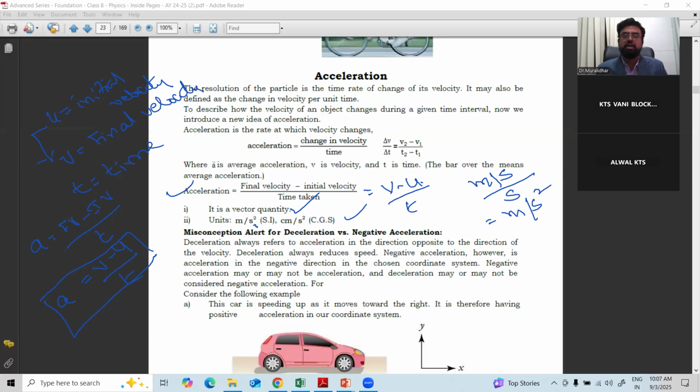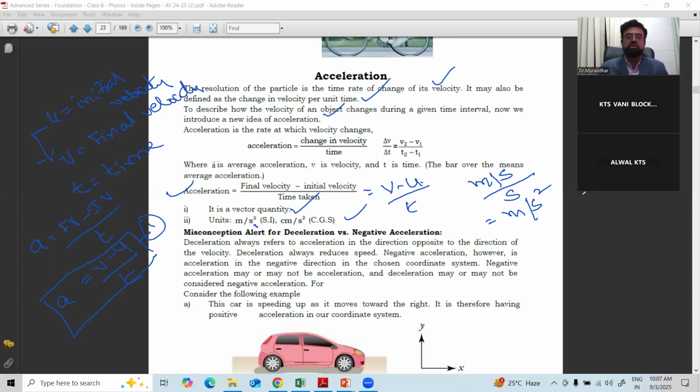Right? Clear? So, the resolution of a particle and the time rate of change of its velocity may also be defined as change in velocity per unit time. To describe how the velocity of an object changes during a given interval of time, we now introduce a new idea of acceleration. Change in velocity by time. Clear? a = (v - u)/t is the mathematical formula for acceleration. If you know the velocities, you can calculate the acceleration.